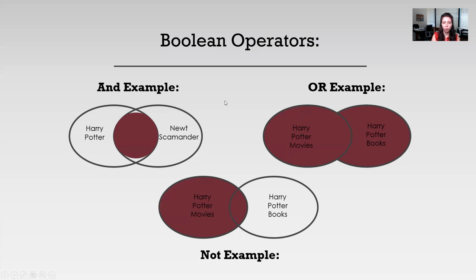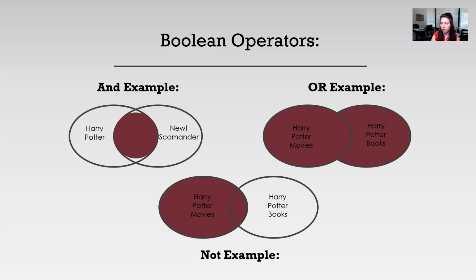So moving on to Boolean operators. We use Boolean operators to maximize our search results. Depending on which one you use, it will change the types of results you get. So for AND, if you search for Harry Potter and Newt Scamander, your search will yield results that include sources that talk about both Harry and Newt in the same source.